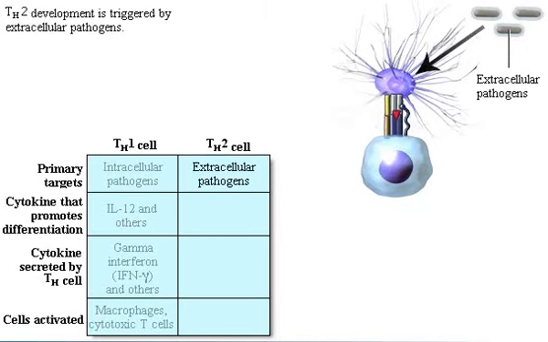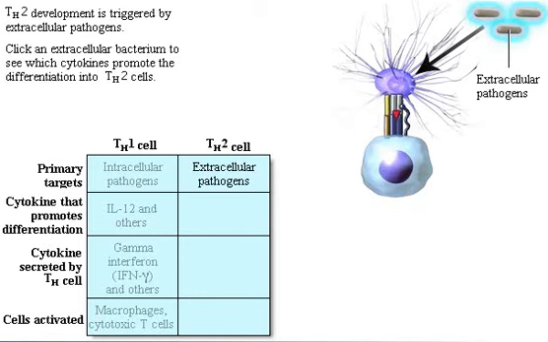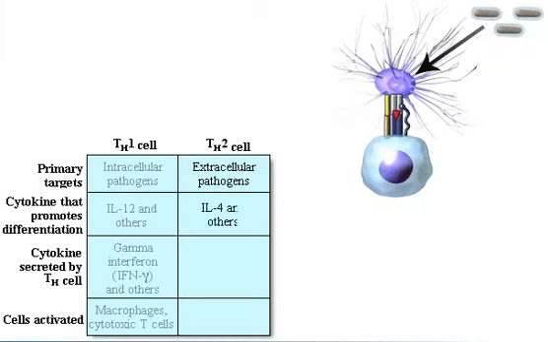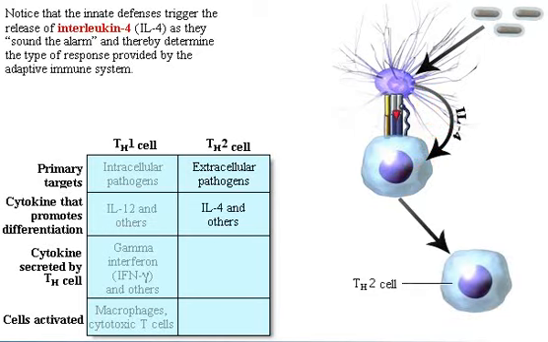Th2 development is triggered by extracellular pathogens. Click an extracellular bacterium to see which cytokines promote the differentiation into Th2 cells. Notice that the innate defenses trigger the release of interleukin-4 as they sound the alarm, and thereby determine the type of response provided by the adaptive immune system. Click the Th2 cell to see how it helps.